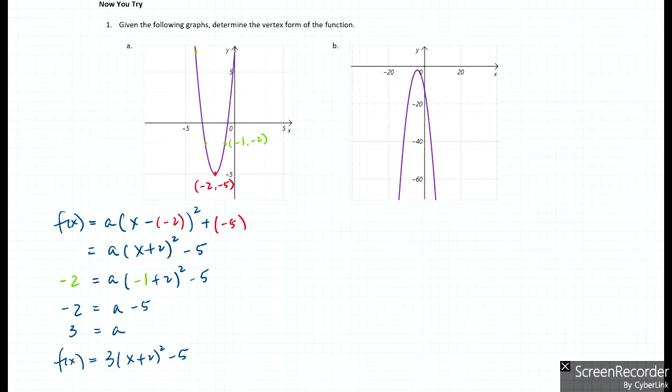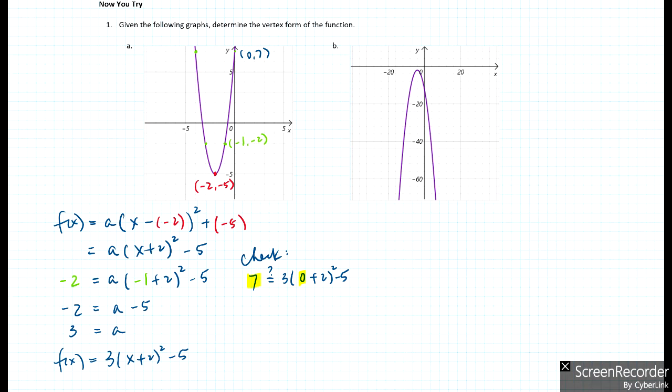We can always check by using any of the other points. For example, the one point we have on the y-axis is 0, 7, and we can check whether 0, 7 checks out for our proposed vertex form. When the input is 0, the output should be 7. That's what we want to check. Using the vertex form, we want to check whether the output is 7 when the input is 0.